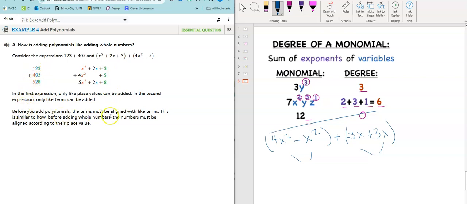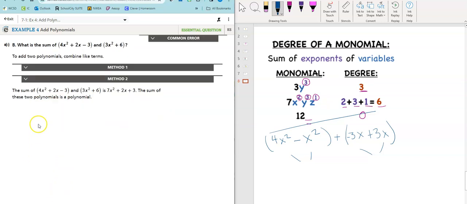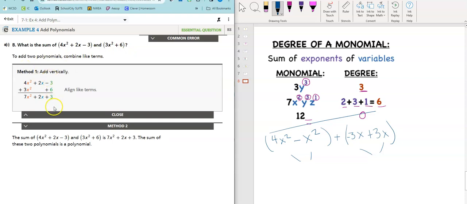Before you add polynomials, the terms must be aligned with like terms. This is similar to how, before adding whole numbers, you have to line them up according to their place value. So let's put that to use. So here we have two polynomials, two expressions that we need to add together and combine like terms. The first method is to actually add them vertically, like they showed in the picture before. Align the like terms. Notice that if there's no like terms, they just leave a blank. You could put a 0 in there as a placeholder if you wanted to. So that's method 1.